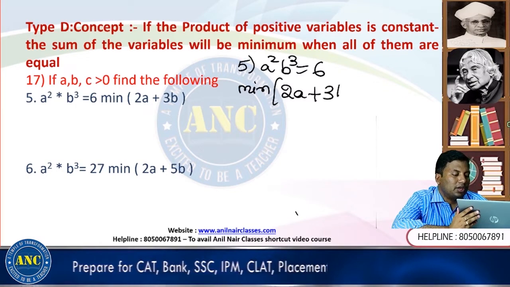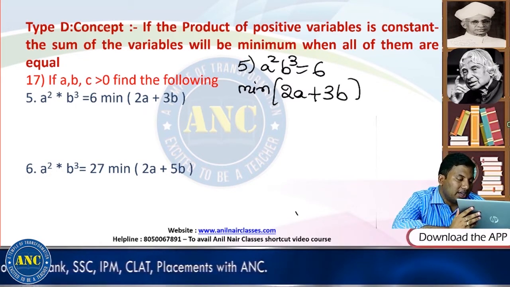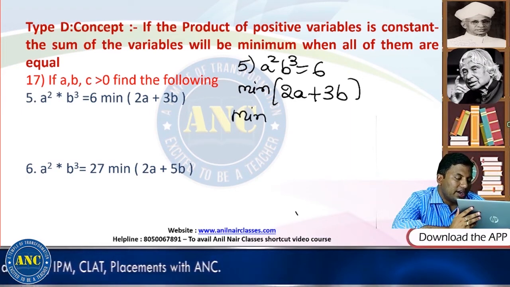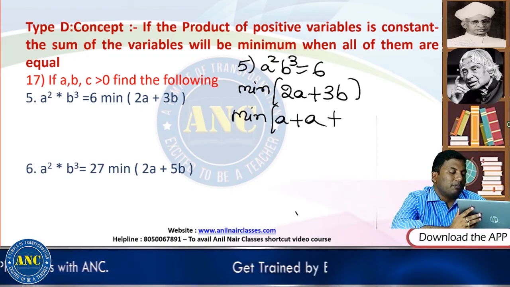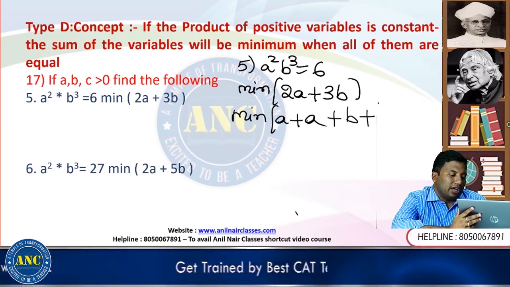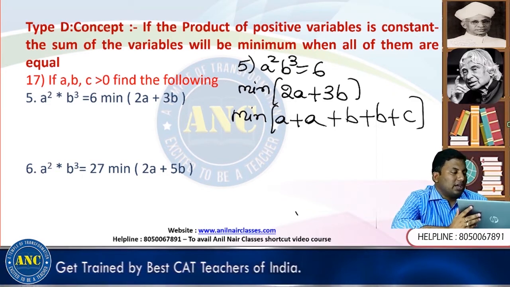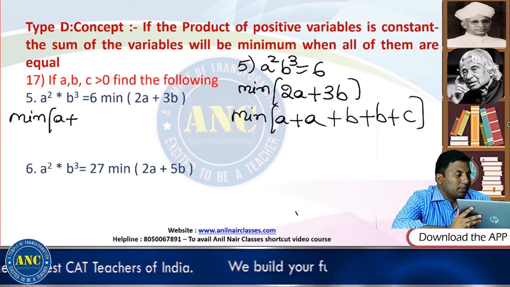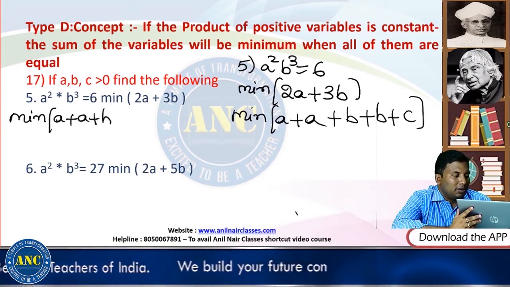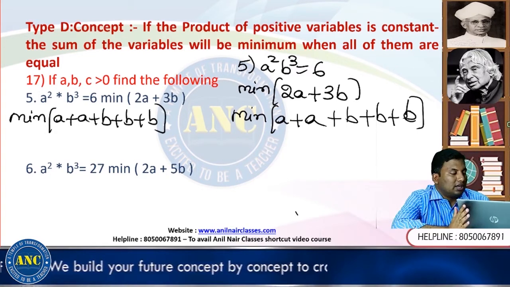2A plus 3B. Degree of A is 1, but in the question degree of A is 2. Divide into two parts, A plus A. Degree of B is 1, but degree of B is 3. So minimum of A plus A plus B plus B plus B. Is it clear?